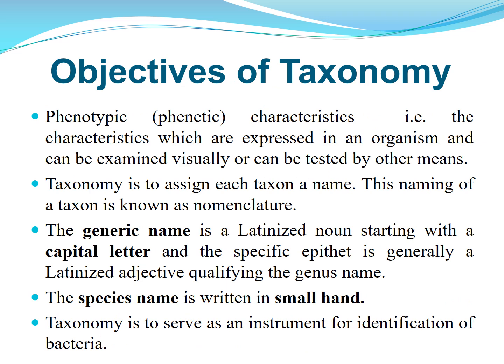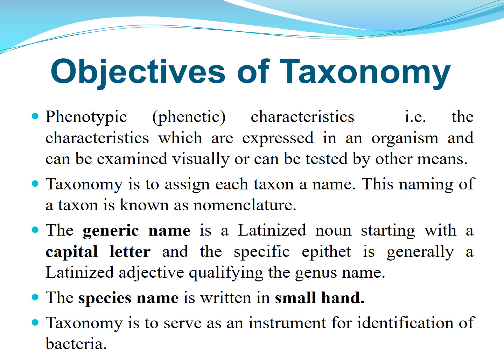What are the objectives of taxonomy? Why is taxonomy necessary for the biological system? The phenotypic characteristics which are expressed in an organism can be examined visually or can be tested by other means. Taxonomy assigns a name to a taxon.